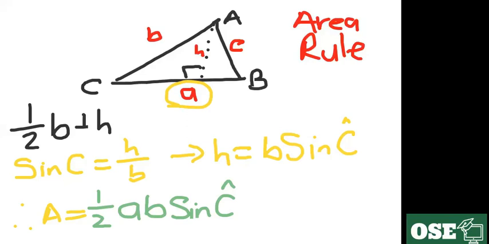You can do the same thing for B. So if you're looking for B, you're going to say sine B is equal to opposite over hypotenuse, so C over H. So H is going to be C sine B. And therefore, again, area will be half A times C sine B. Does it make sense? Yes, ma'am.